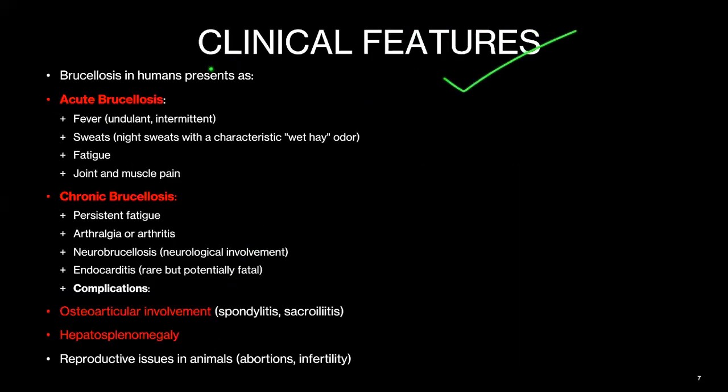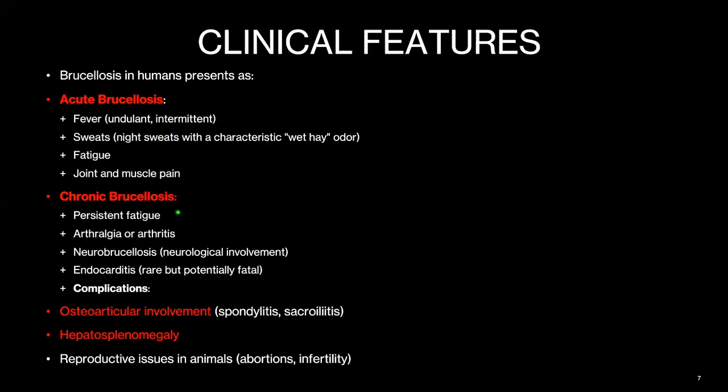Clinical features, this is most important. Brucellosis in humans presents as acute and the chronic. In the acute, you will see the fever, undulant or intermittent fever. It means fever will not be the continuous one. Sweats, night sweats with characteristic wet hay odor, fatigue, joint and the muscle pain.